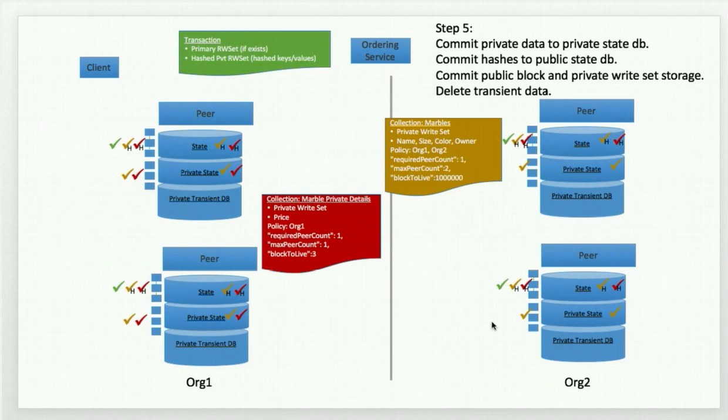And finally, once we retrieve that private data, each of the peers has all the data they need to commit the data, both the public data on the blockchain and the public state database, and the private data to the private state database and what we call the private write set storage, which is similar to the blockchain structure, but it's not on the actual blockchain. And each of the peers also deletes the private data from their transient store once the transaction is complete and committed.